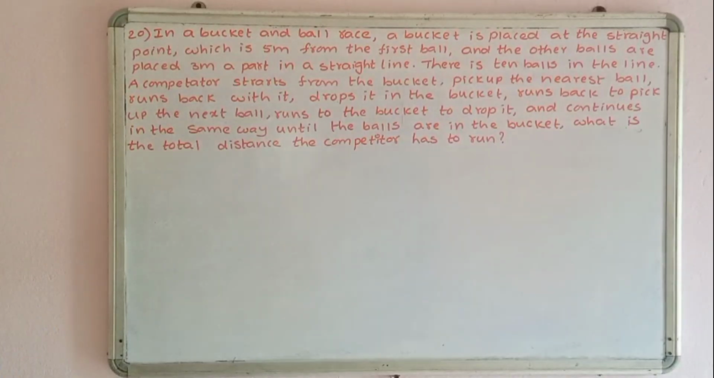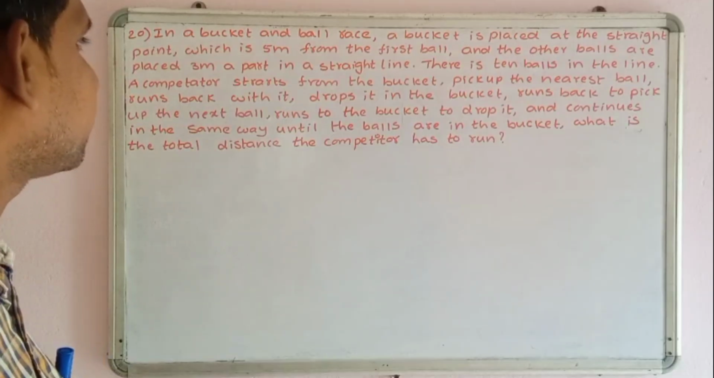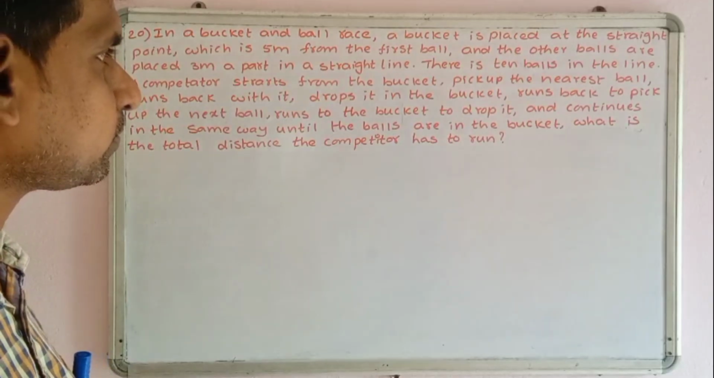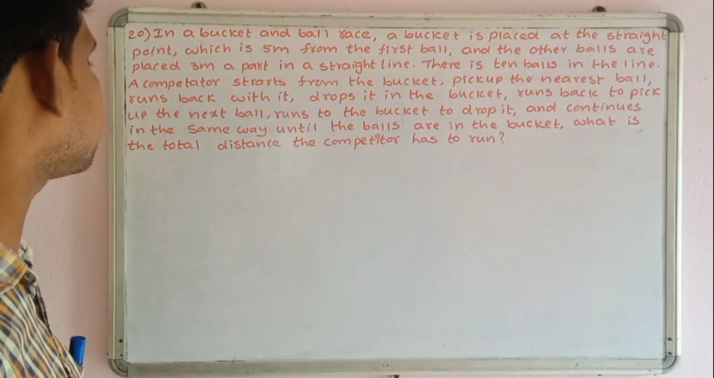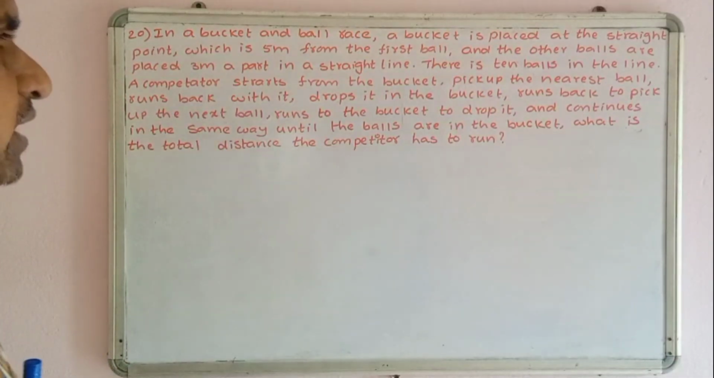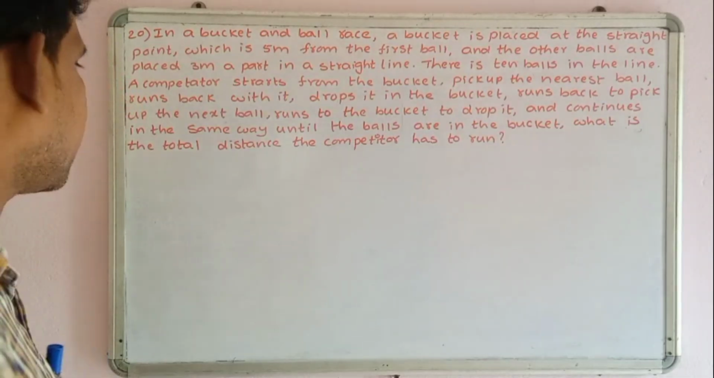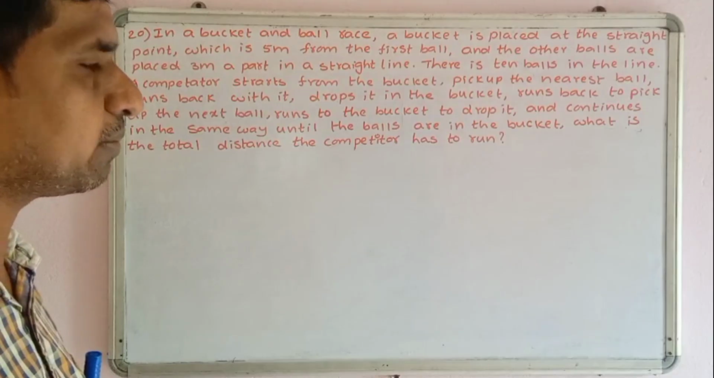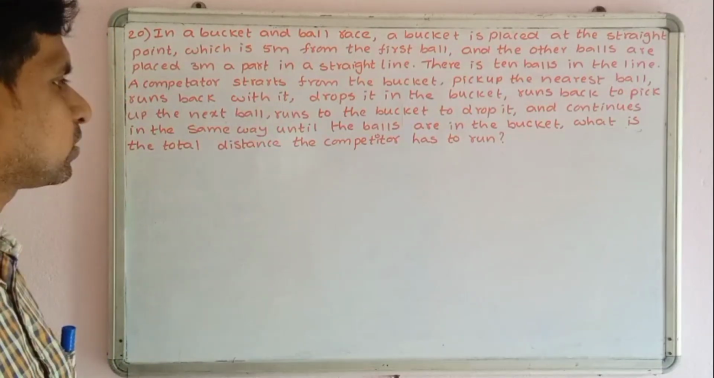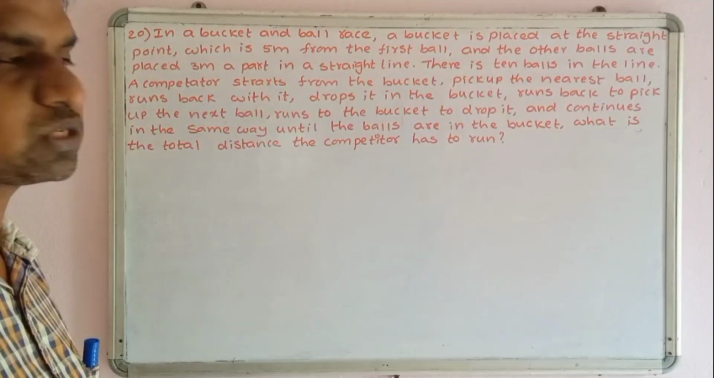In a bucket and ball race, a bucket is placed at a straight point, which is 5 meters from the first ball, and the other balls are placed 3 meters apart in the straight line. There are 10 balls in a line. A competitor starts from the bucket, picks up the nearest ball, runs back with it, drops it into the bucket, runs back to pick up the next ball, runs to the bucket to drop it, and continues in the same way until the balls are in the bucket. What is the total distance the competitor has to run?